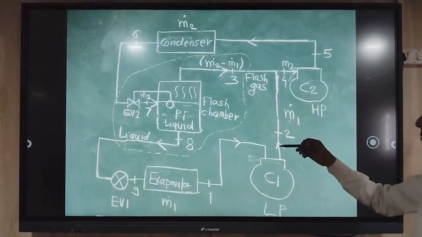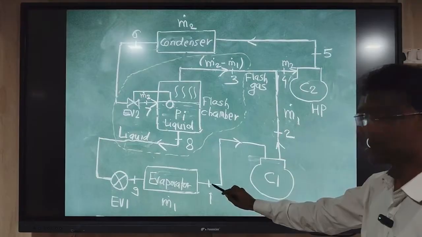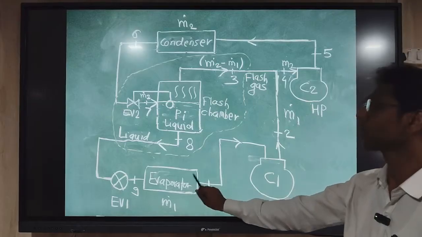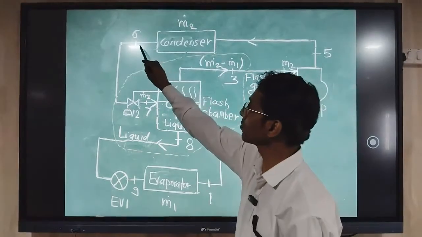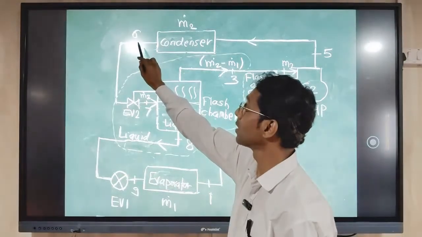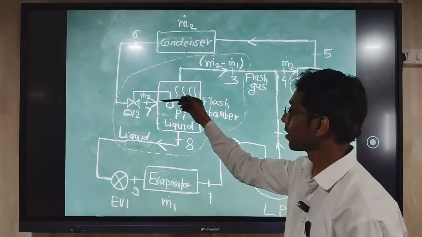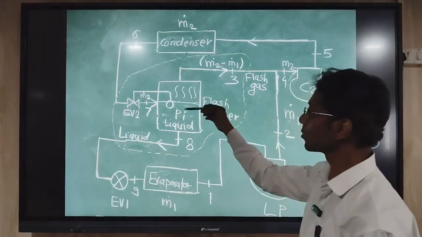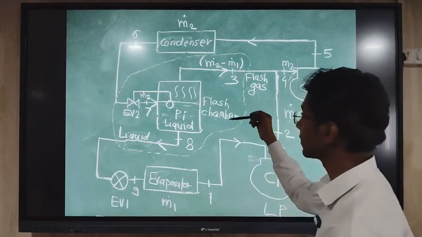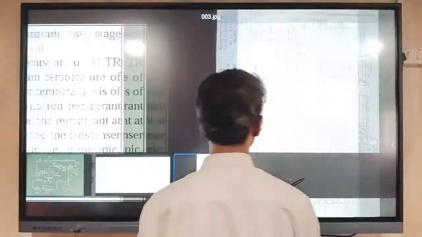In theory we have seen this diagram. In this diagram you can see point number 1 and 2. Point number 1 will be at -20 degrees Celsius on the chart, because the temperature at the evaporator is given as -20. After the condenser, this is point number 6. The condenser temperature is given as 40 degrees Celsius, so point 6 will be at 40 degrees Celsius. This flash chamber is at the intermediate pressure level, 5 bar. So 5 bar will be the horizontal line that we will see in the pH chart.